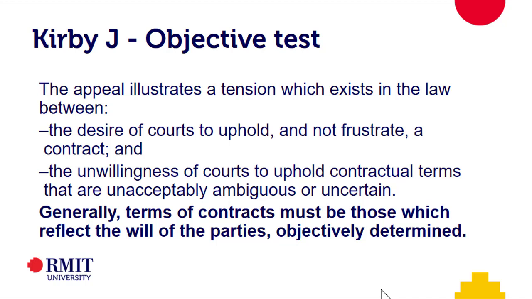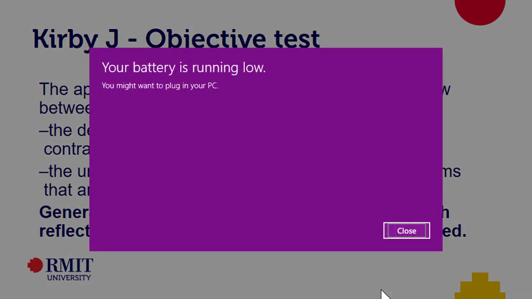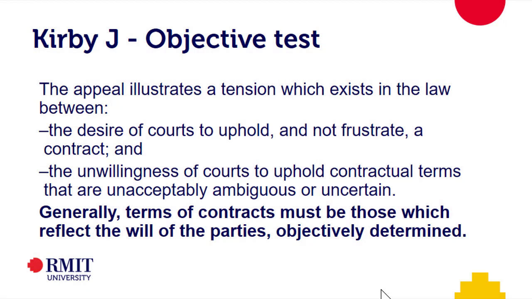So Justice Kirby, our old friend, says that we need to look at this objectively. The appeal illustrates a tension which exists in the law between the desire of the courts to uphold and not frustrate a contract and the unwillingness of courts to uphold contractual terms that are unacceptably ambiguous or uncertain.